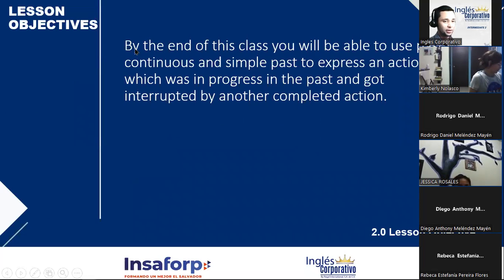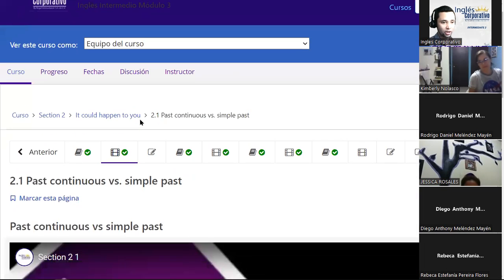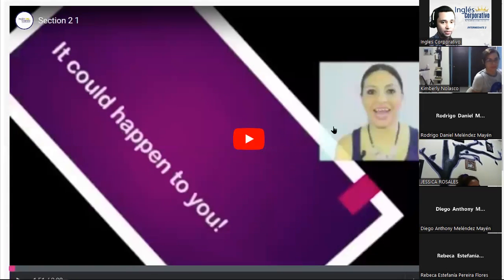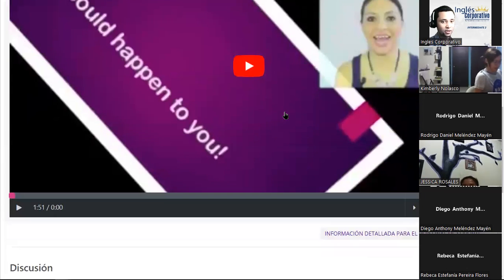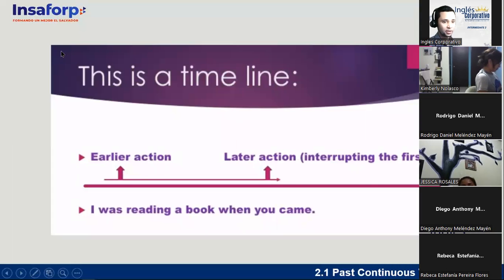We have the lesson objective. By the end of this class, you will be able to use past continuous and simple past to express an action which was in progress in the past and got interrupted by another completed action. As you saw it in the platform, and I'm going to show you the platform right now, this is 2.1. There's a video explained by Ms. Jessica right here. I hope you have seen the video. Here's a little bit of what is in the video.